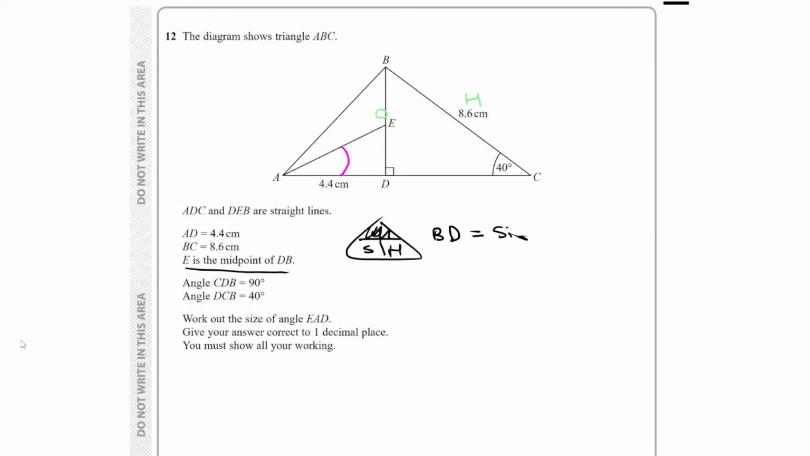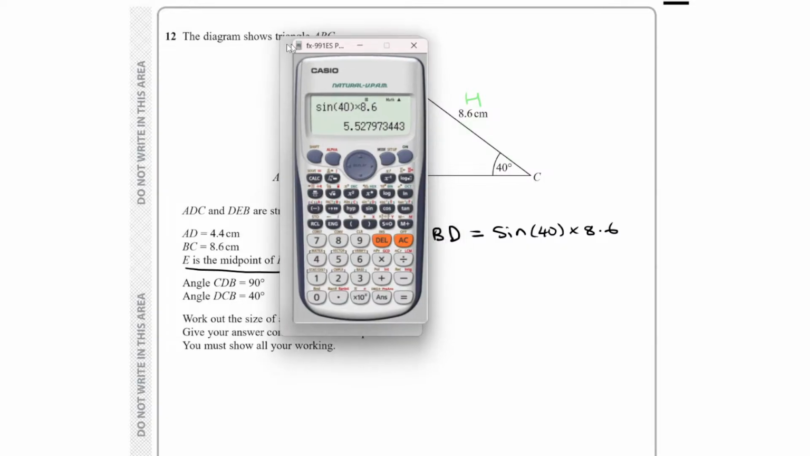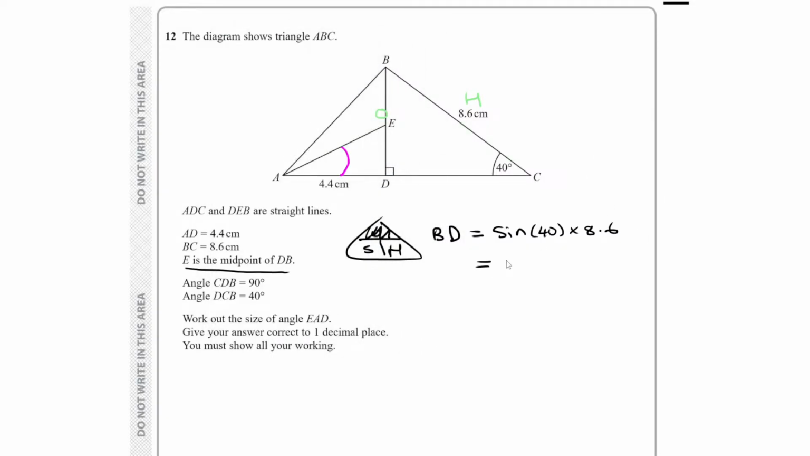Oh, where did my n go? Sin 40 times 8.6. Which is obviously loads of decimals. 5.527. I might just write down a couple of them, but keep that in your calculator. Now, that's the whole of BD.